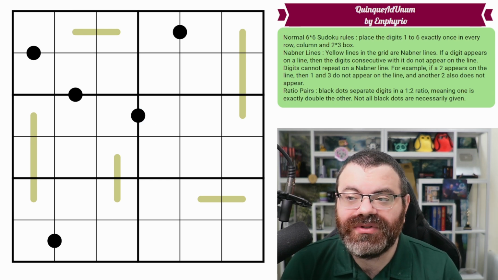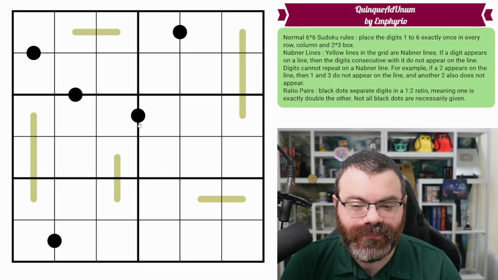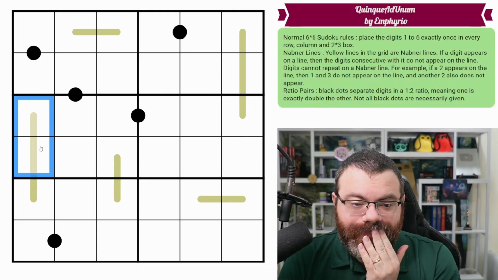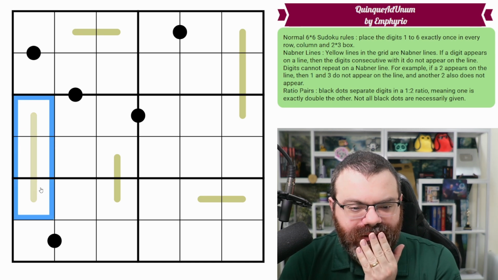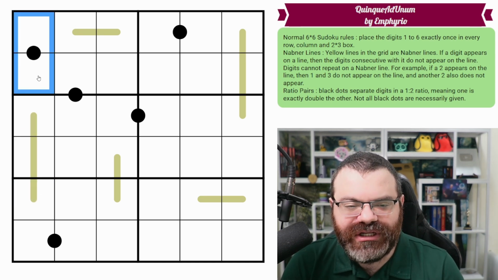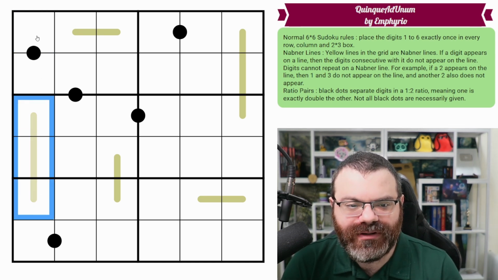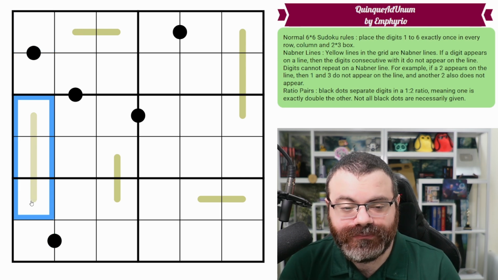There's a link in the description if you'd like to try the puzzle yourself, and I'm going to get started right now. Okay. I wonder about the relationship between this black dot and this Nabder, because they share a column.